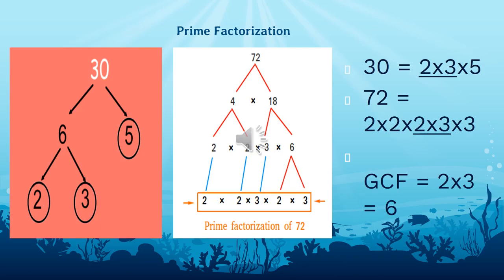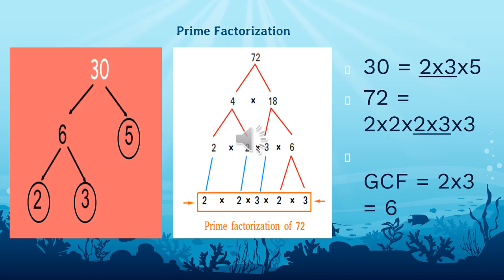For example, here we need to find the GCF of 30 and 72. First, we factor out 30 into its component prime factors. For 30 we have 6 and 5, and since 5 is already prime, we leave it as is, and we need to factor out 6 into 2 and 3, which are both prime factors. So the prime factorization of 30 is 2 times 3 times 5.